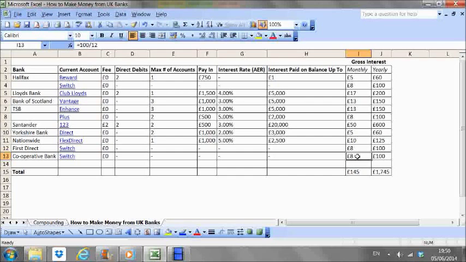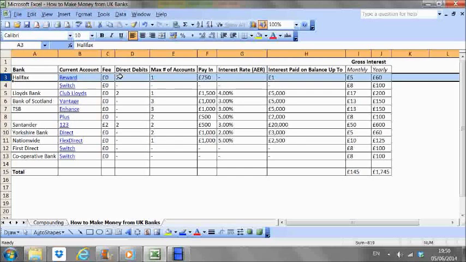Now, for the rest of the accounts, we have Halifax Reward. For Halifax Reward, you need to have two direct debits. You can have a maximum of one account. You have to pay in £750 a month, and you have to keep the account in credit. Do not go into negative, because then you will lose the £5 that they pay a month. Now, you pay in £750, and if you want to transfer that out because you need it for something else, or you need it for the month, you can do that. But you need to pay in the £750 into the account.